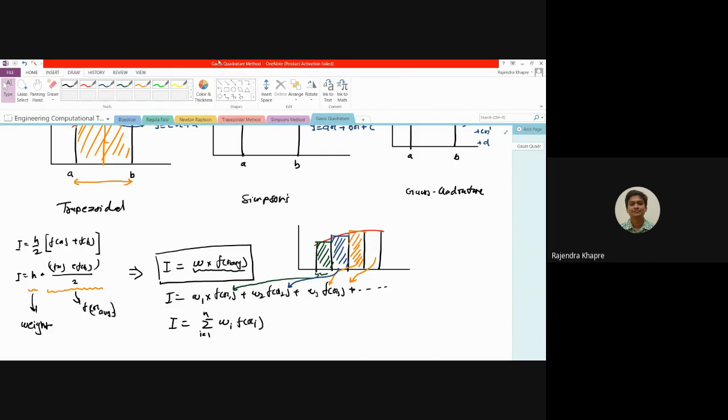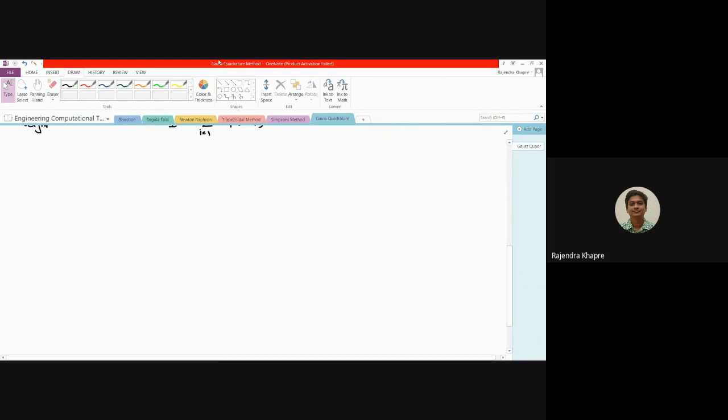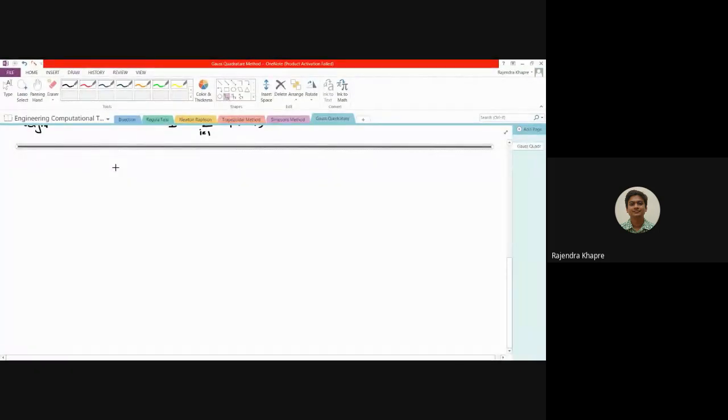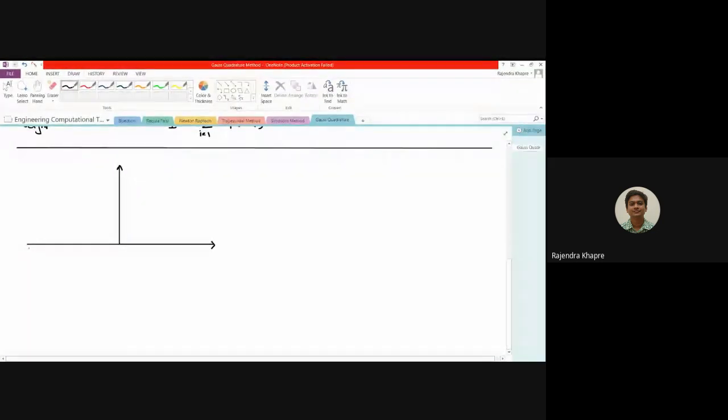Now let us forget about this for the time being. Let us focus on the Gauss quadrature method. So in the Gauss quadrature method things are a little bit different. Now in Gauss quadrature method, let us say we have x and y axis like this, and we have one more axis over here. So we have one positive x-axis, one positive y-axis. We also have a negative x-axis.